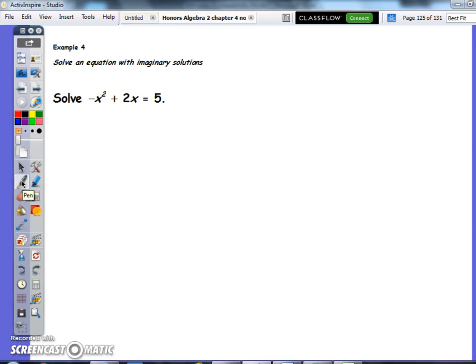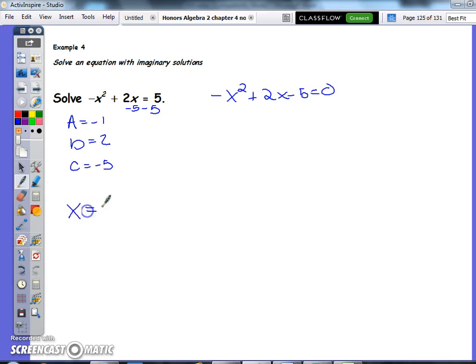So we're still on 4/8 notes, and we're solving with the quadratic formula. Here, A is -1, B is 2, and we had to subtract the 5 over, so C is -5. So it should look like -x squared plus 2x minus 5 equals 0. And then you plug into the formula, which is x equals the opposite of b plus or minus the square root of b squared minus 4ac all over 2a.